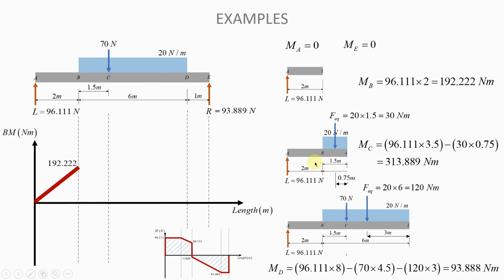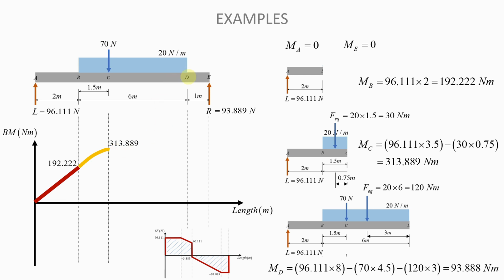So now at C, we know that the bending moment is 313.889 Newton meters, and it's a maximum. So from here, we will go to 313.889, and it's a curve. So we will do it like that, okay? And that is why I draw it with a yellow or orange line, so that you can see that there it's actually a curve and not a straight line.